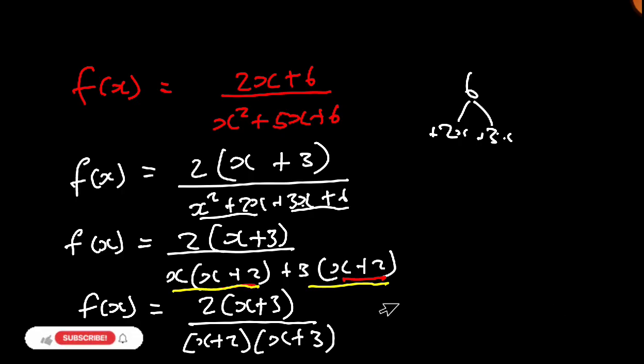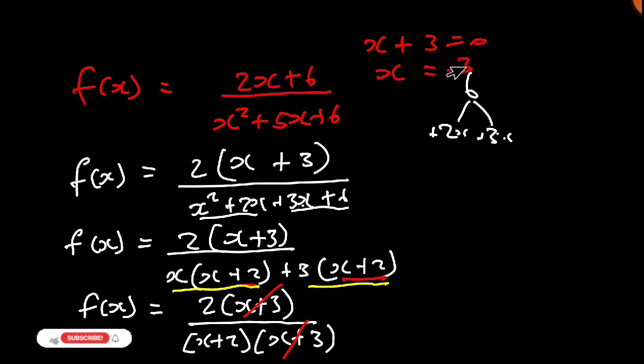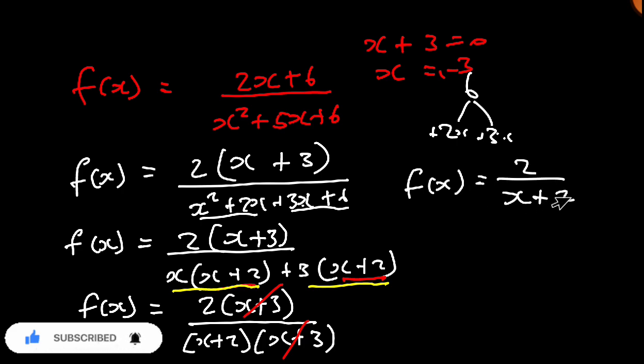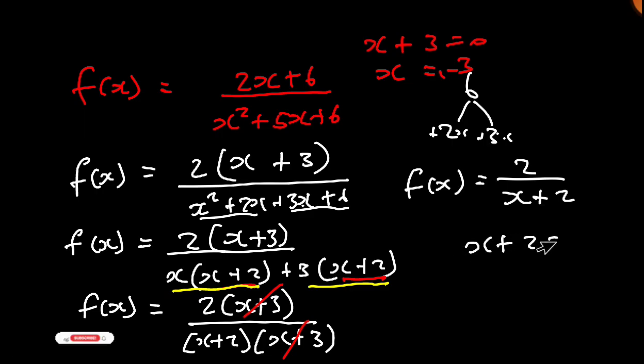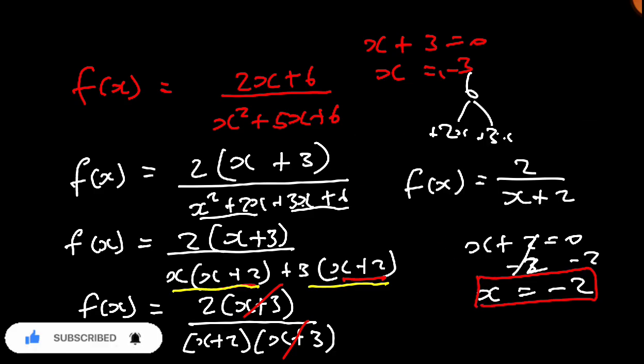Now as you can see, this x plus 3 and this x plus 3 have cancelled. These terms that have cancelled represent a hole. For example, if you set x plus 3 equal to 0, we have x equals negative 3. So at x equals negative 3, there's going to be a hole on the graph. Now you're going to have f of x equals 2 divided by x plus 2. Let's set the denominator to 0. We have x plus 2 equals 0. Let's subtract 2 from both sides. Then x is going to be equal to negative 2. And this is the vertical asymptote of this function.